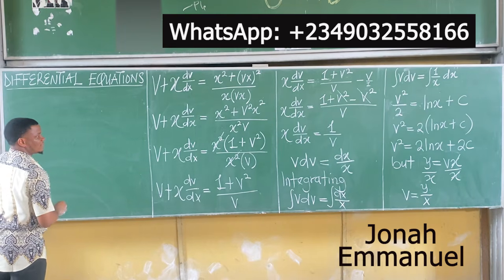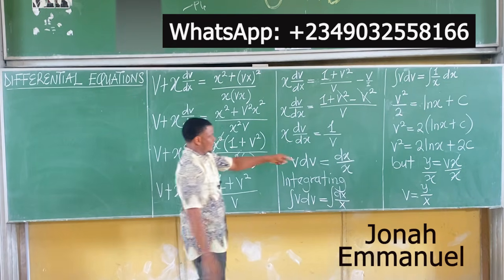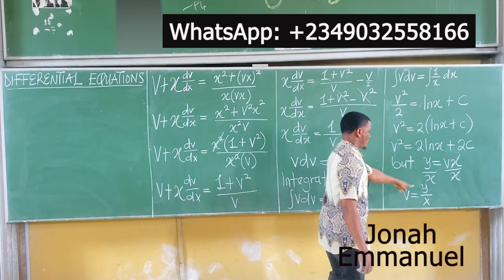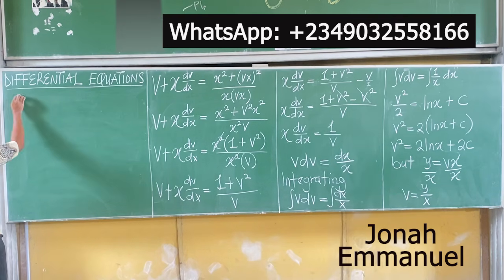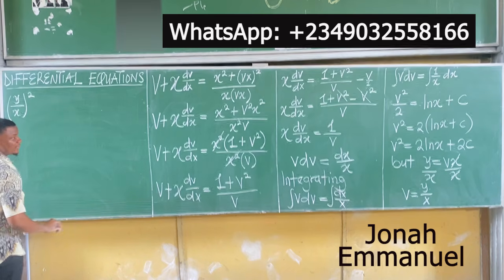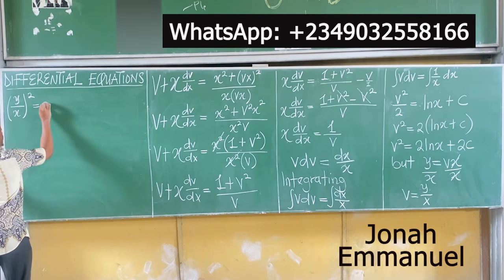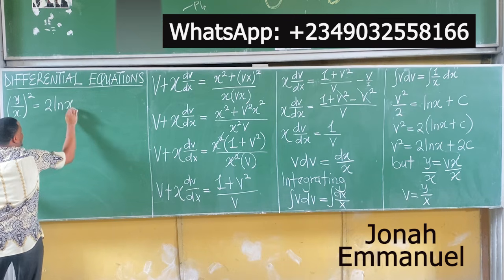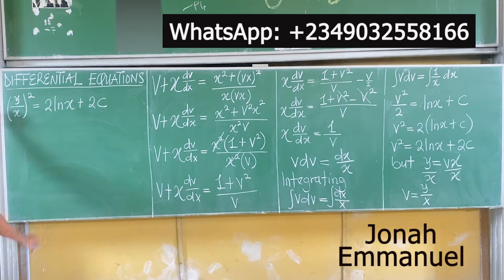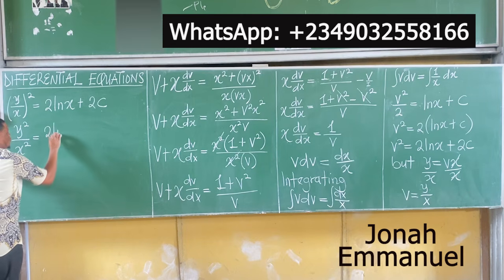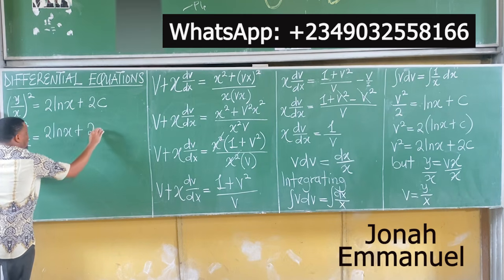If I do that, v squared becomes y over x squared. v squared is equal to 2 ln x plus 2c. I have this. Now expand this. I have y squared all over x squared, and it's equal to 2 ln x plus 2c.